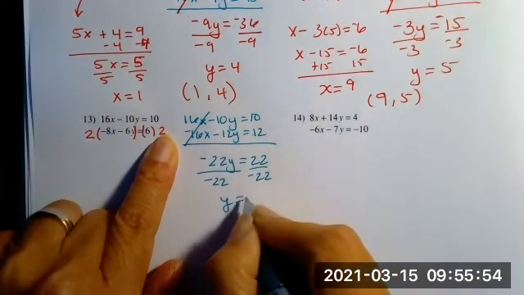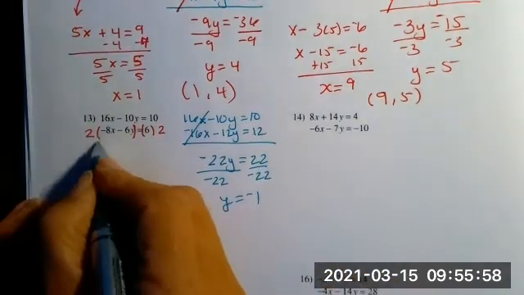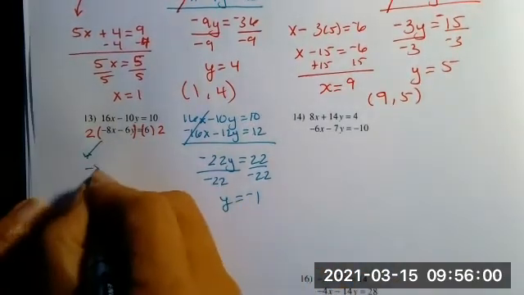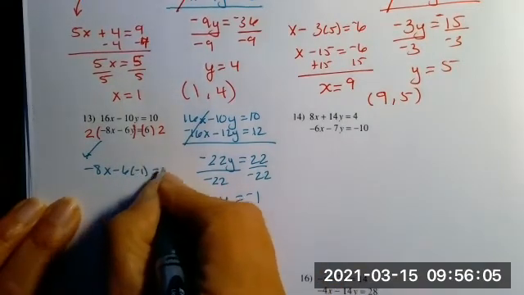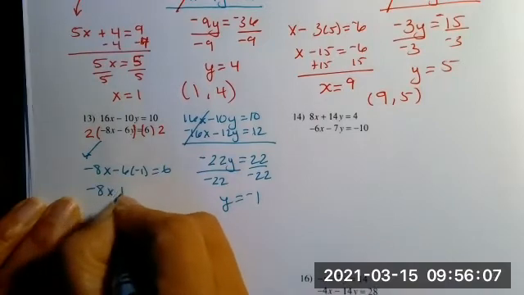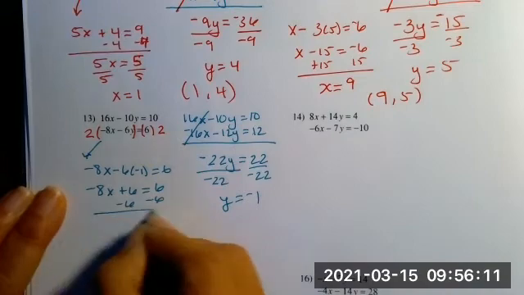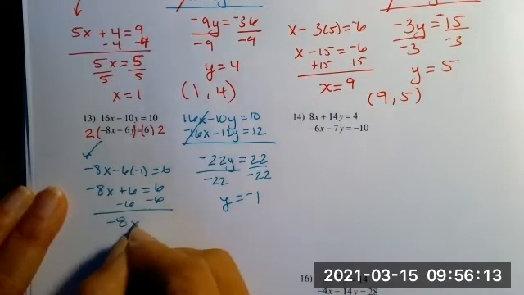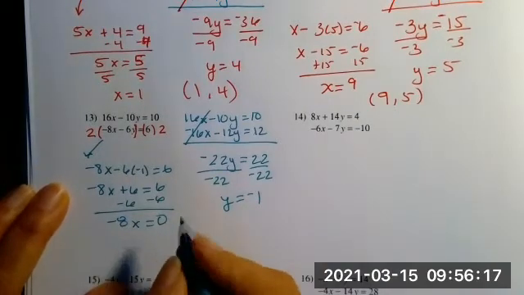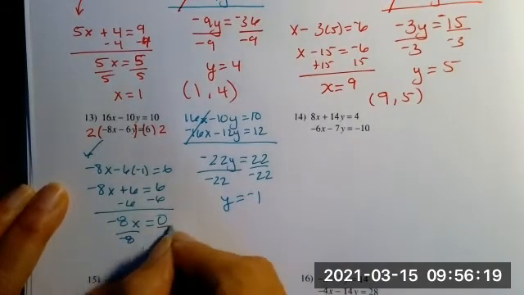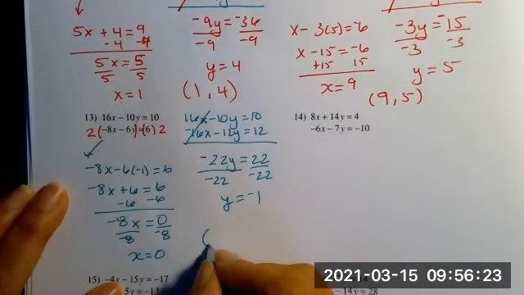So y equals negative 1. I'm going to substitute it back into, these have smaller numbers, so I'm going to choose this one. Times negative 1 equals 6. And subtract 6 from both sides. So be real careful here. That's okay if that's 0. 0 is a number, so we're going to put it there. Divide by negative 8. 0 divided by negative 8 is just 0.